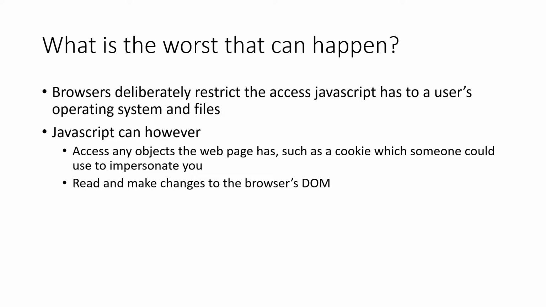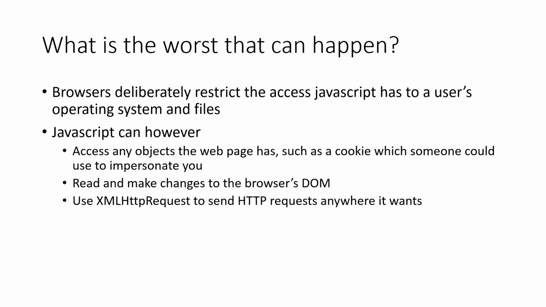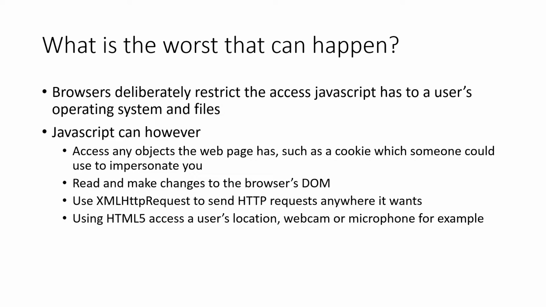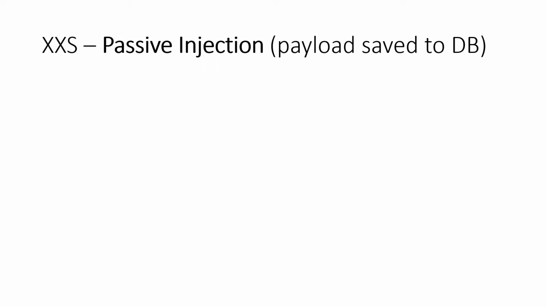Usually these kinds of attacks are not so serious in terms of stealing something and pretending to be someone else, but are like, I don't know, changing a headline on the BBC website, for example. It can also use XML HTTP requests to send HTTP requests anywhere it wants. And there's some really scary stuff actually with HTML5. There are lots of really cool APIs with HTML5, and you can get things like where the user is located, but you can also get control of a user's webcam, which is kind of scary. So it can be quite serious.